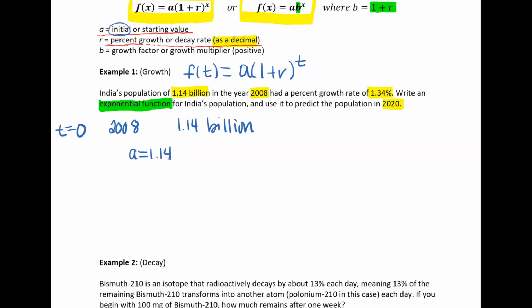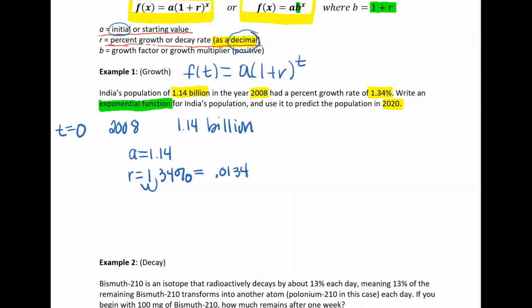Since our growth rate is 1.34%, then my rate is going to be 1.34%. But we've already mentioned this is always written as a decimal. So I'm just going to change that to a decimal by moving it 2 places to the left. So 0.0134 will be my r.